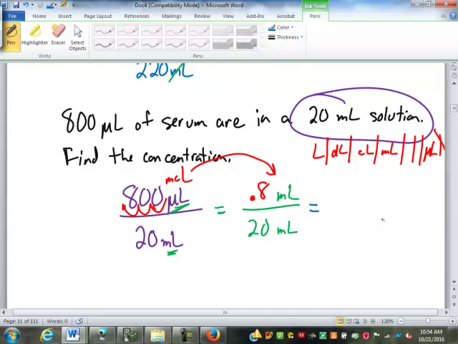So it's 0.8 divided by 20, which is 0.04, or 4%. Any questions?